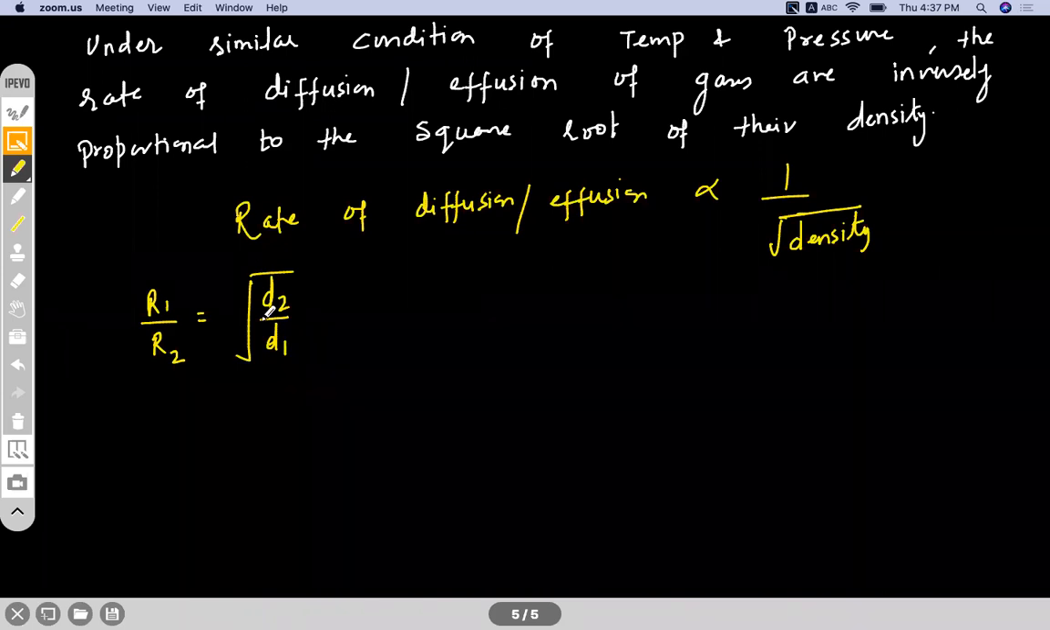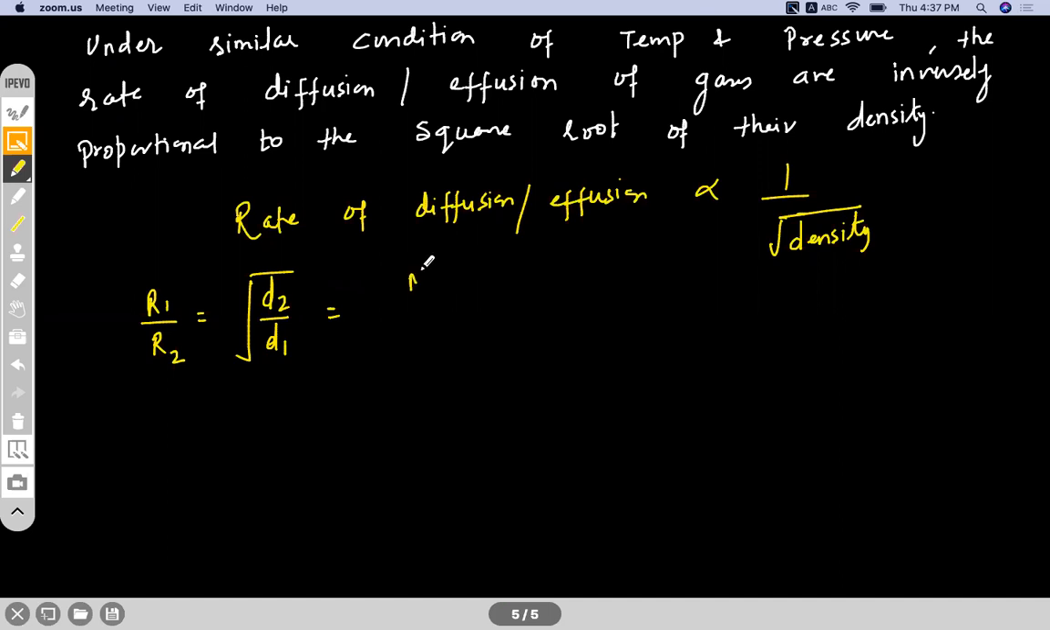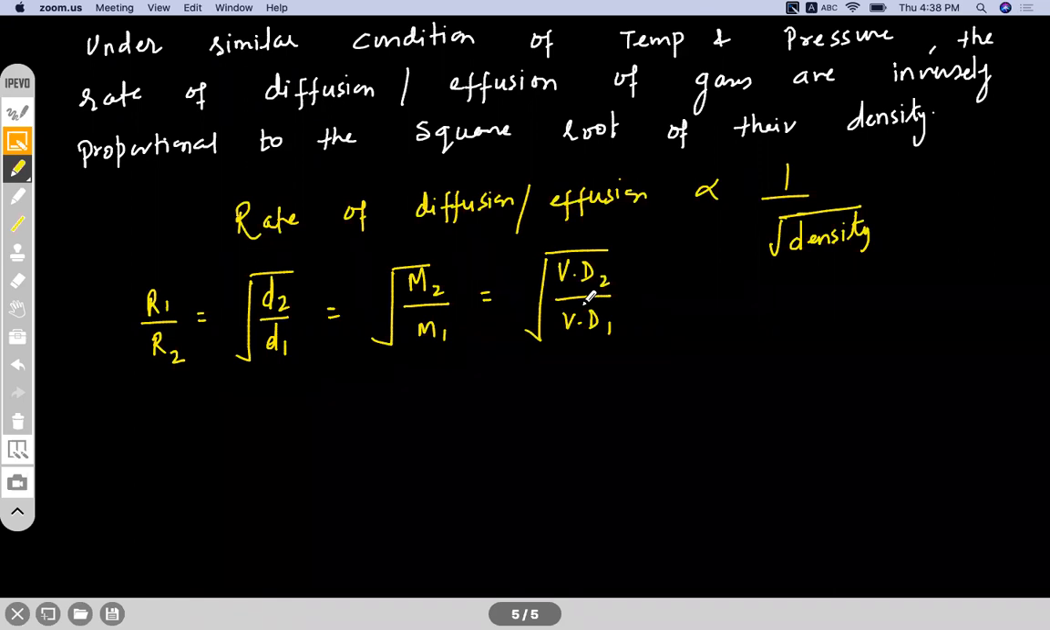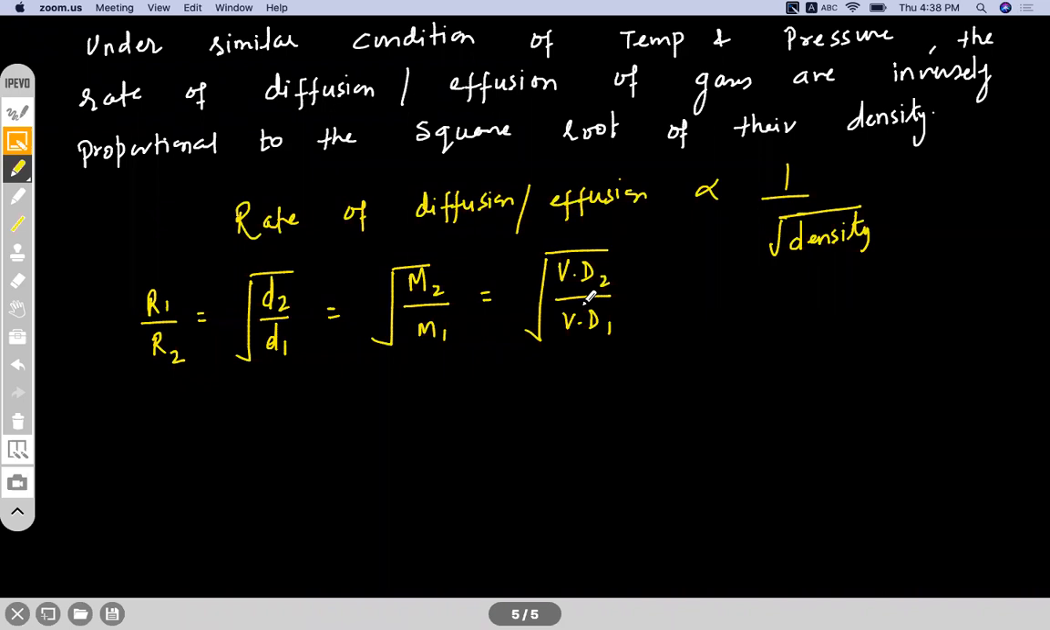This is the formula we can use, which we can further write in terms of mass, that is, the square root of molecular mass of 2 by molecular mass of 1. And molecular mass we can also find out with the help of vapor density, Vd of 2 by Vd of 1. Generally, vapor density we use when we have a mixture of gases. So this is one relation of the rate of effusion or diffusion. Understood this?